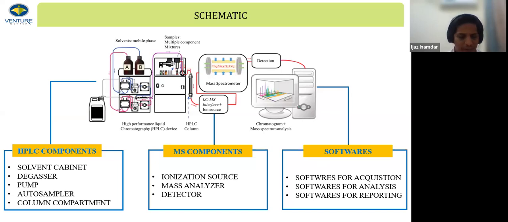Because when you talk about submissions and something like that, you need a very, very defined set of rules for reporting. What kind of peaks you should put, what is a good peak, what is a bad peak, what is a good spectra, what is a bad spectra. So we need softwares for reporting as well. So we are going to look at that as well.